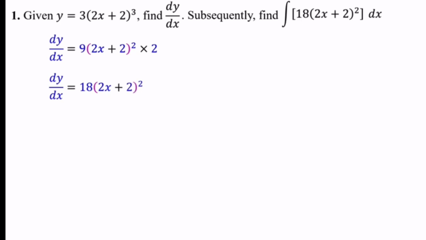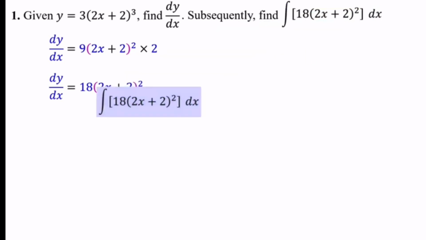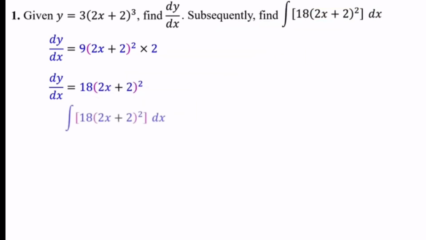First thing, get your dy/dx right first. Make sure it's perfect. And then we are going to integrate 18 times (2x + 2) squared, which is exactly the same as the dy/dx just now, isn't it? That means we are going to integrate the dy/dx, and we will get the answer, which is y, right? So integrating dy/dx will give you y.